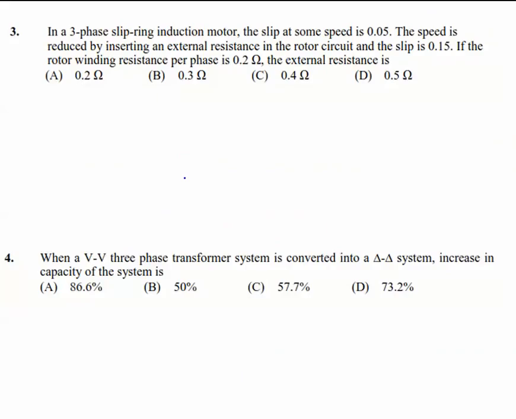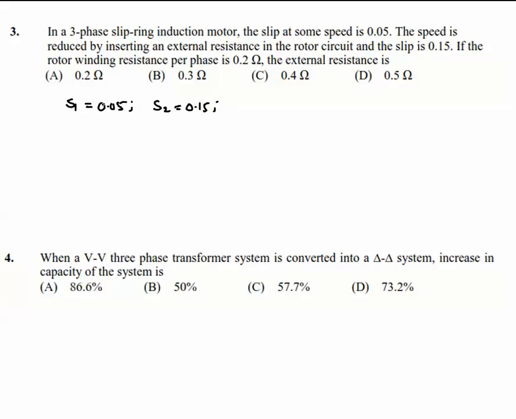And next, third question here: a three-phase slip ring induction motor, the slip at some speed is 0.05. The speed is reduced by inserting an external resistance in the rotor circuit, and the slip is 0.15. If the rotor winding resistance per phase is 0.2, the external resistance is. So for this problem, the first slip at some speed S1 is equal to 0.05, and the slip at some other speed, S2, is equal to 0.15.